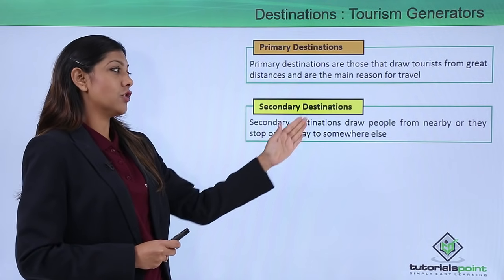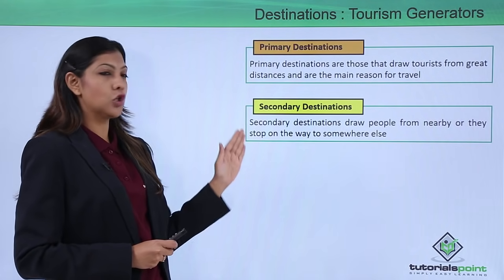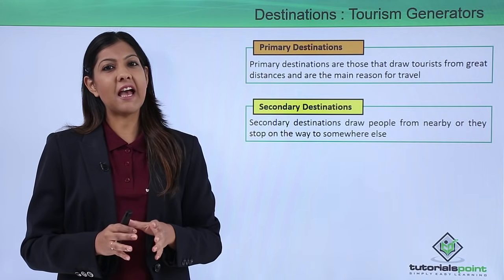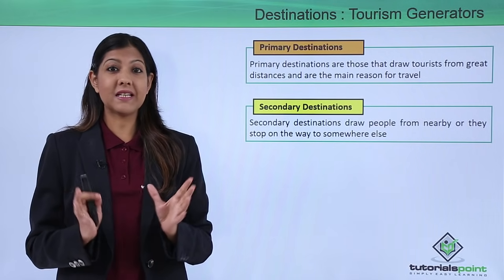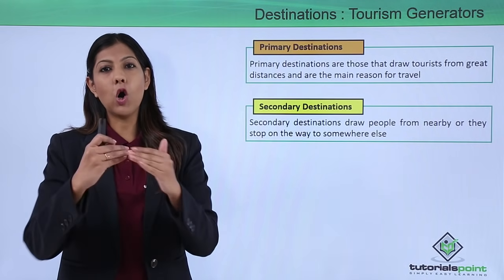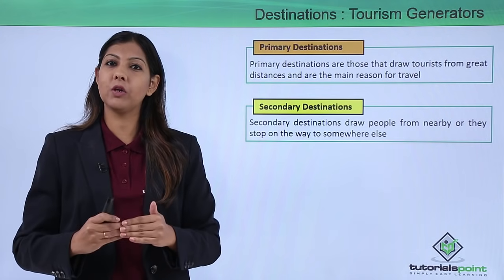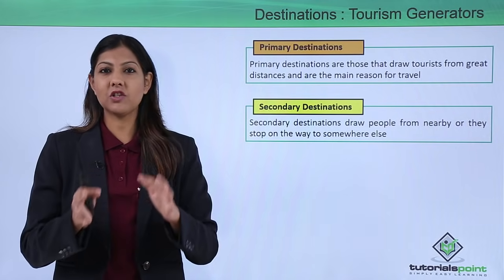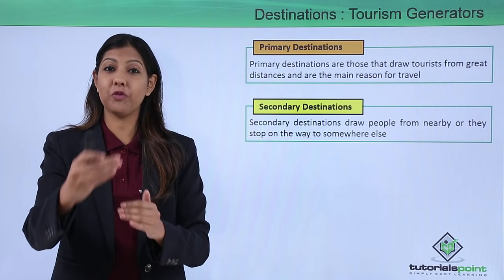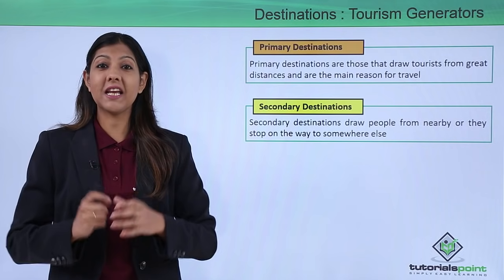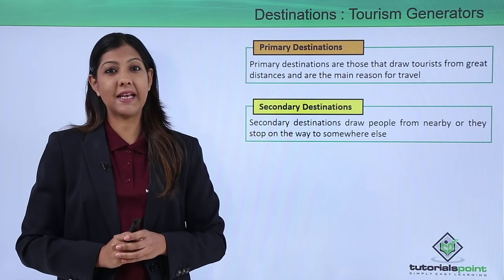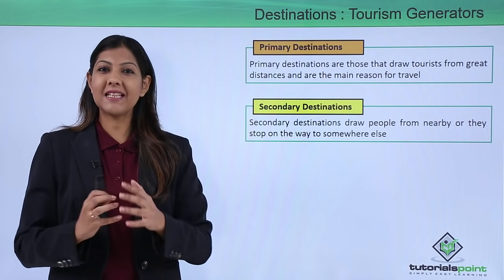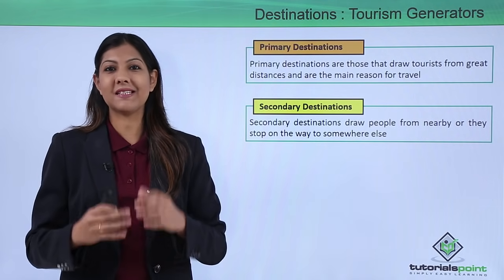Let's take a look at secondary destinations. Well, a secondary destination draws people from nearby, or they stop on the way to somewhere else. A secondary destination doesn't have any points of tourist attraction as such, but it is a halt stop before people go into a primary destination. They stop at a secondary destination to rest and take care of themselves, and then proceed to the primary destination. Taking an example of a secondary destination, like Meerut city, which is en route to Agra, you take that as a destination to stop and rest and then move forward.